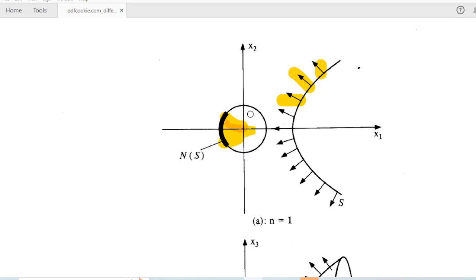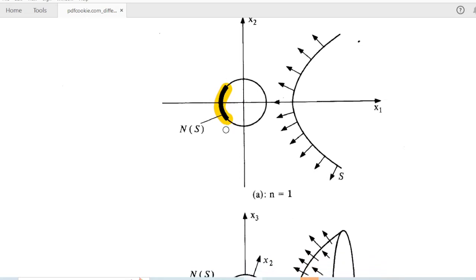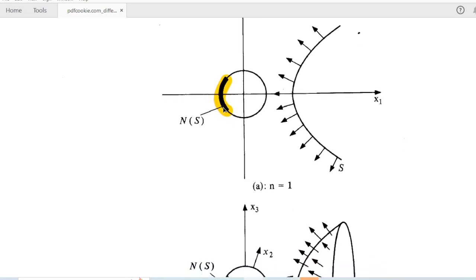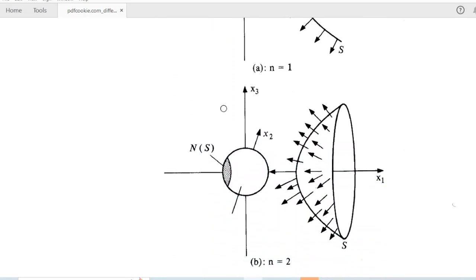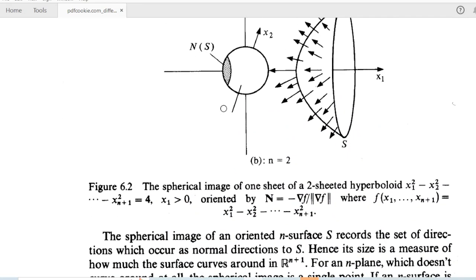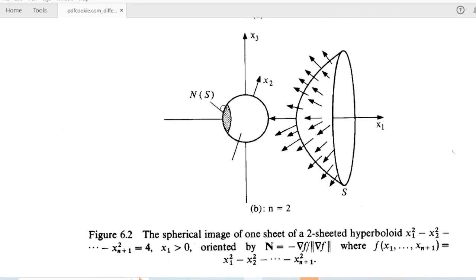Now, when we speak about the spherical image of the oriented n surface, the spherical image means the point at which the tip touches S raised to n, the unit circle. This is called the spherical image, denoted by n of S, and this is the image of our oriented n surface.